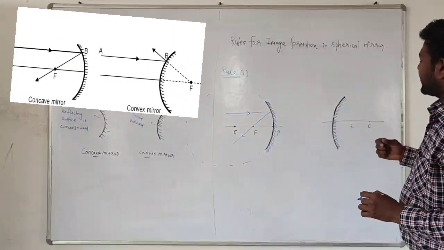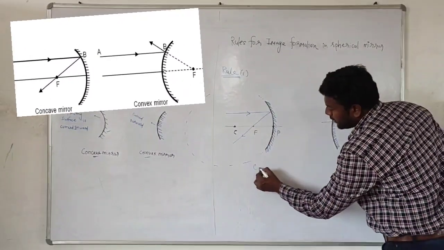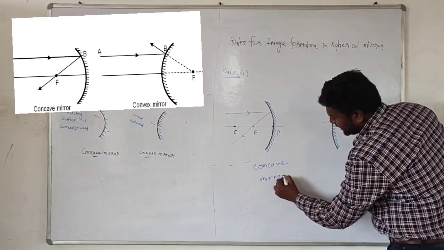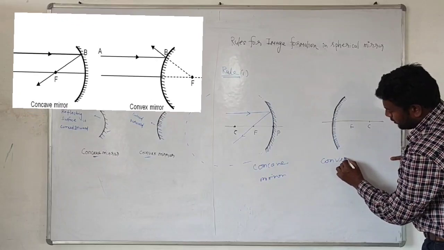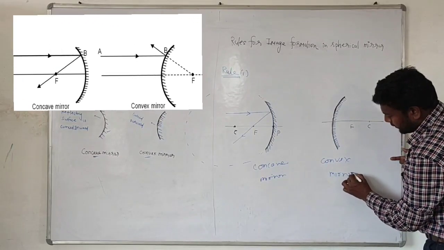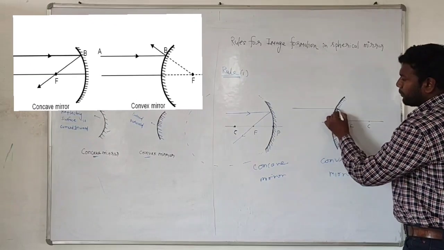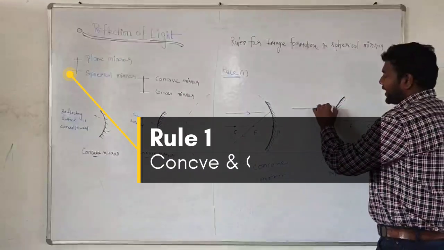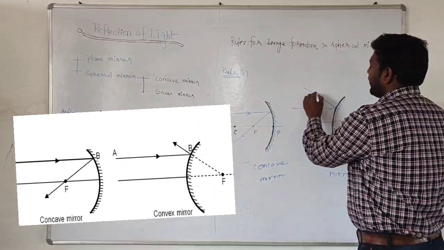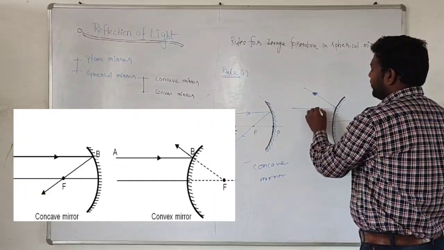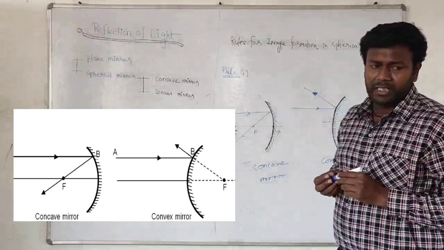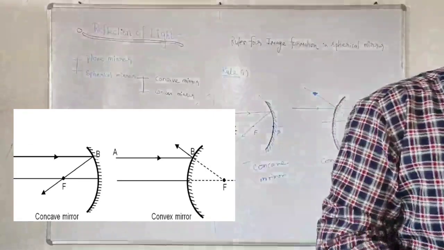In the opposite case, this is your concave mirror and this is a convex mirror. When a ray of light goes parallel to the principal axis, after reflection it deviates from its path. But when we virtually extend it, it appears to pass through the focus. This is rule number 1.